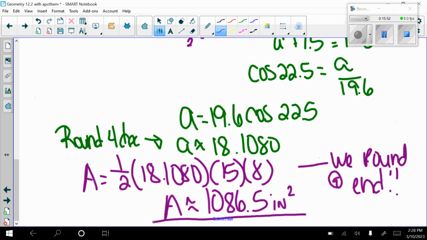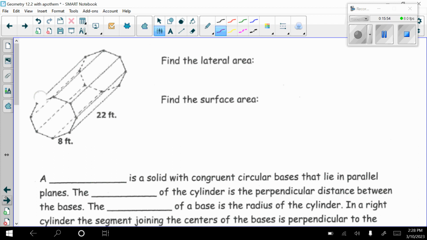All right, so now back to the lateral area and surface area. You're going to see why we needed that, because now they're asking me to find the lateral area and the surface area of this figure. I look at how many sides I have. I have 8 sides, right? So this is an octagon. Each side of my octagon is 8 feet. So my perimeter is 8 times 8, which is 64 feet.